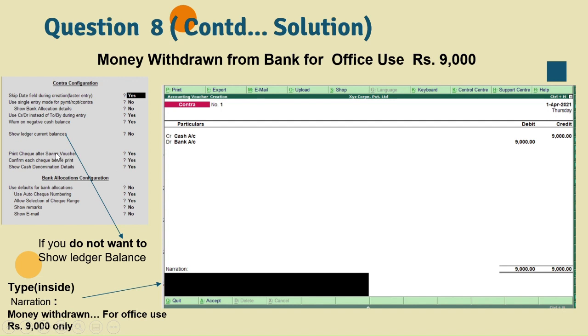If you don't want to show the current balances, then you can say no. Otherwise, when we are writing no, the balance will be automatically reduced. When we do any purchase or any sales, the cash balance will be shown. So if you don't want that, you can click no for that.